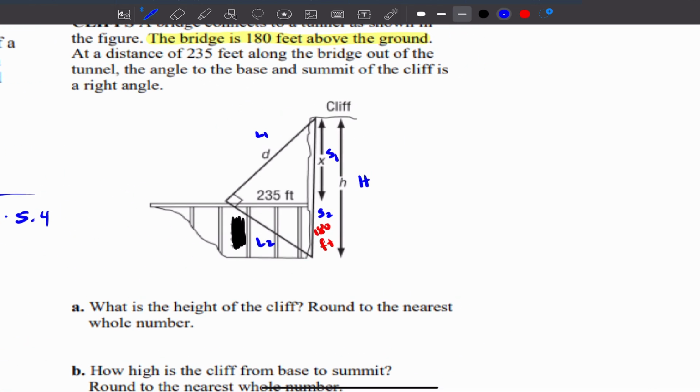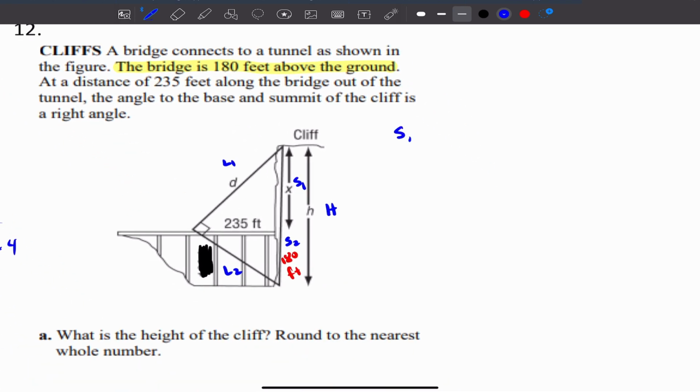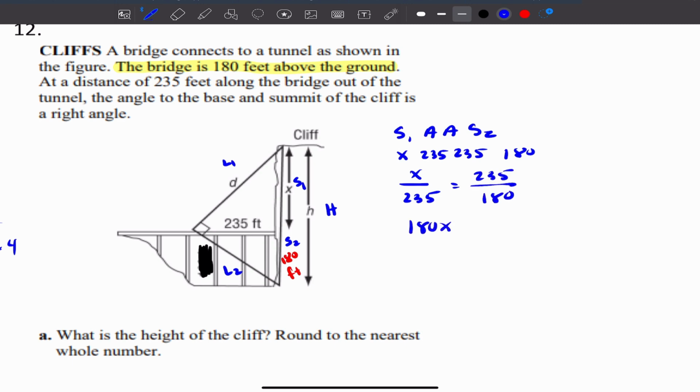So now I am going to think. What am I going to do? I can use SAS here, right? So segment 1, altitude, segment 2. Segment 1 is x, altitude is 235, and then segment 2 is 180. So I have x over 235 equals 235 over 180, and cross multiply. So 180x is equal to 235 times 235, which is 235 squared.